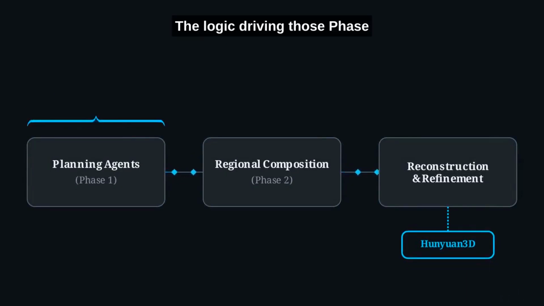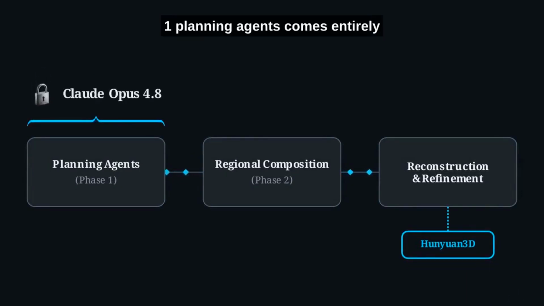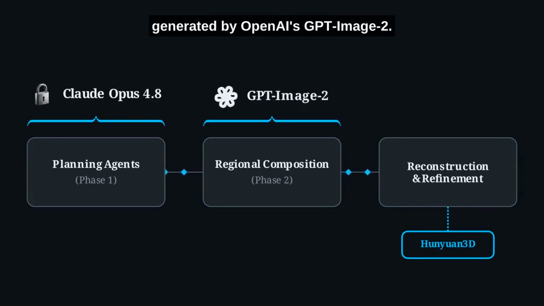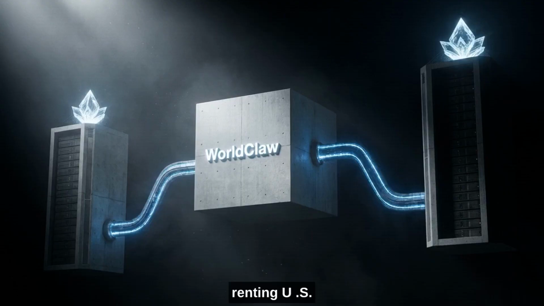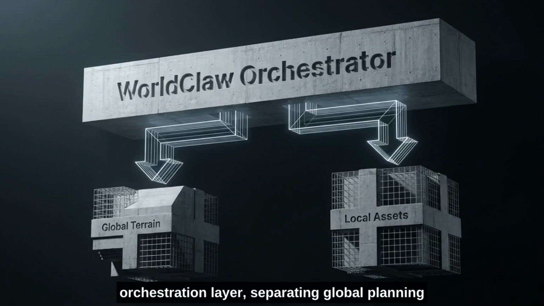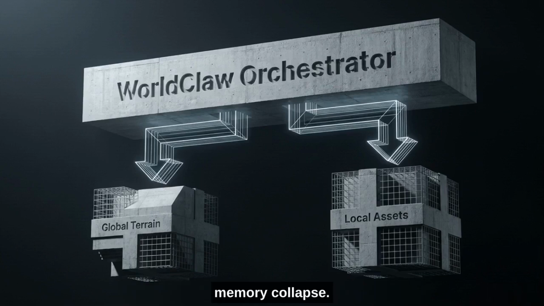The logic driving those Phase 1 planning agents comes entirely from Anthropic's Claude Opus 4.8, and the 2D imagery driving the regional compositions is generated by OpenAI's GPT Image 2. Tencent is effectively renting U.S. frontier intelligence to do the heavy lifting, rather than relying on their own native models. WorldClaw functions as an orchestration layer, separating global planning from local detail to prevent memory collapse.